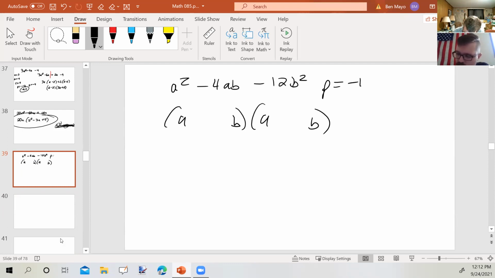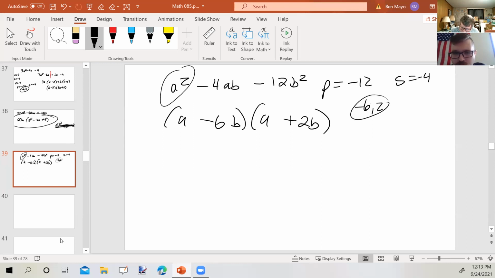So my product is -12 and my sum is -4. Those are the same two numbers we had earlier on a problem. I don't have to do the grouping though, right? If this coefficient is a 1, when I find those two numbers, they go right into the answer. Don't waste your time doing things you don't have to do, okay?